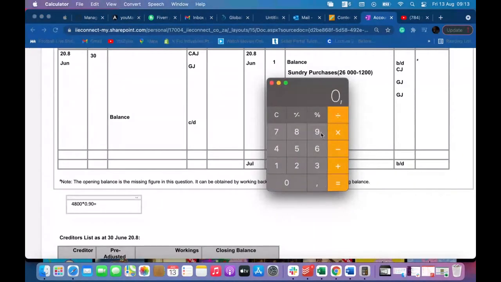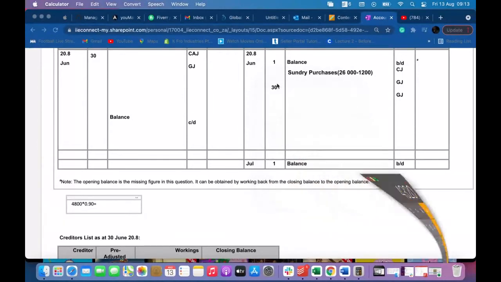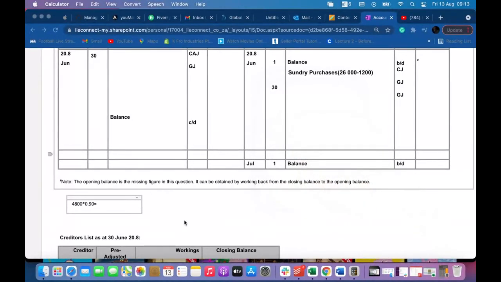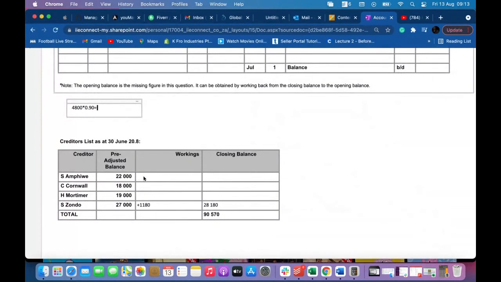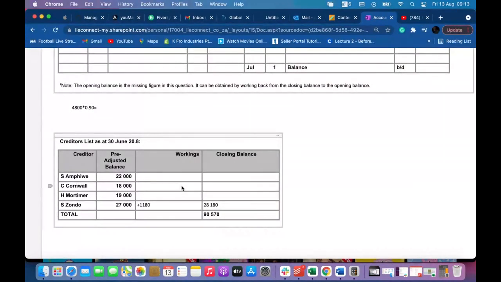So I'm saying 0.90 times 4,800. Okay, so we get 4,320. Okay, so let's look for this creditor. So plus, because we now owe them more, right? We purchased, right? So plus 4,320 over there.